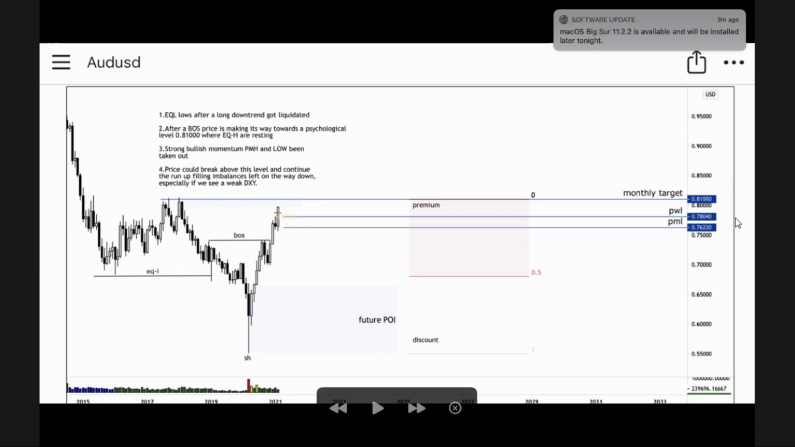I expected the price to reach this high, or at least try to take this high. So that's why that was my monthly target. That was around a psychological level as well, because I work around round numbers. And so I targeted this as my monthly target, looking for price to go up here and then maybe move down again or just carry on from there.